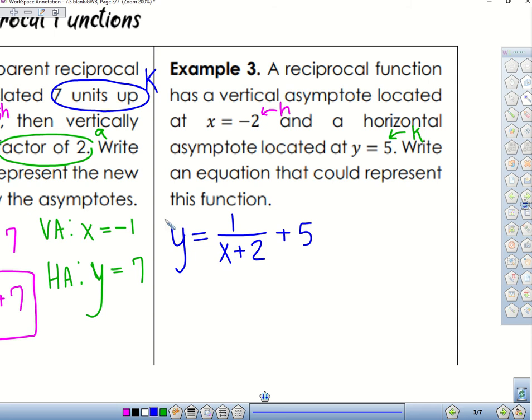And that would be your new equation. And we don't have to come up with the asymptotes because they were provided in the question on that one.